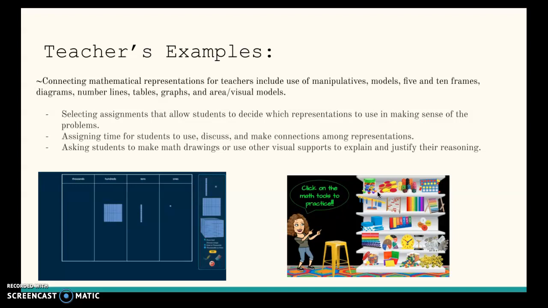Relationships are formed by these examples and help teachers by selecting assignments that allow the students to decide which representations to use in making sense of problems, assigning time for students to use, discuss, and make connections among representations, and then lastly, asking students to make math drawings or use other visual supports to explain and justify their reasoning. These are all teachers' examples.